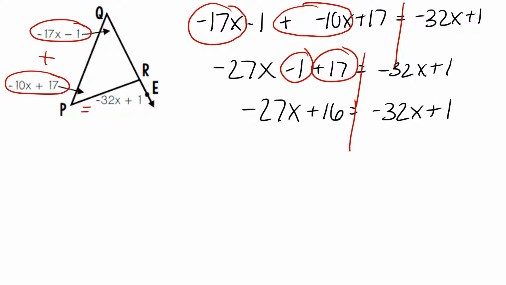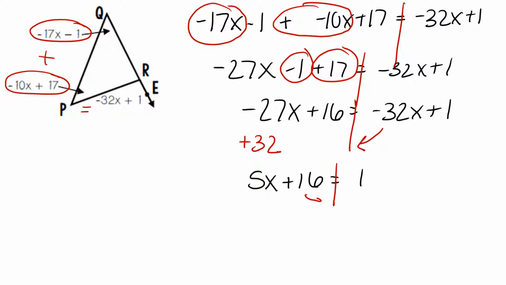Our next pair of like terms, negative 27 and negative 32x, are on opposite sides, so we do the opposite operation. Instead of a negative 32, we do the opposite. We do a plus 32. Negative 27 plus 32 is going to give us a positive 5x.